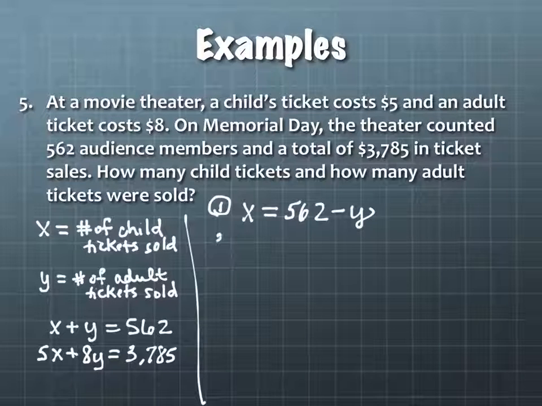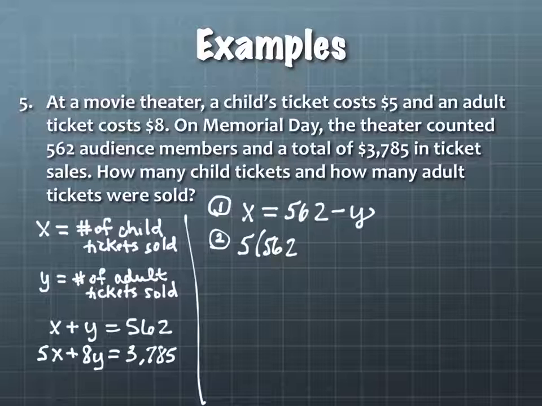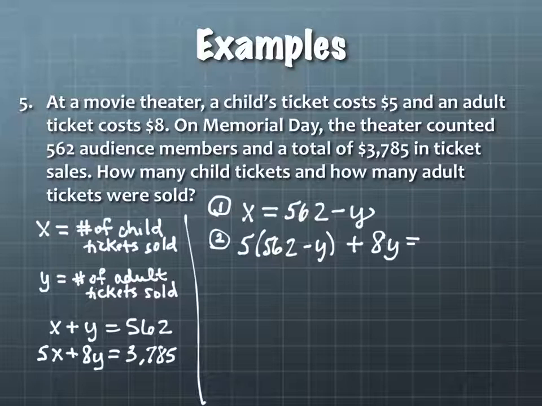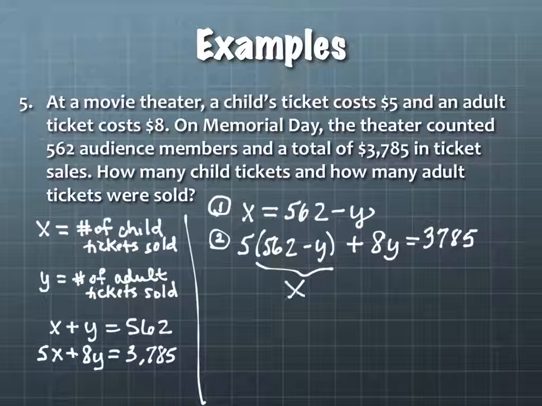562 minus y. So that's step one. Now step two is to take that quantity and substitute it into the other equation. So the other equation started out with 5x. So instead of having 5x, we're now going to have 5 times 562 minus y plus the 8y that was already there equals 3785. That's step two. This is the location where x was before, and now it gets replaced by what x is equal to. Did everybody see that one okay?